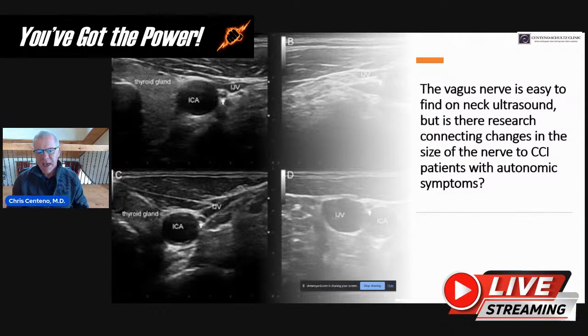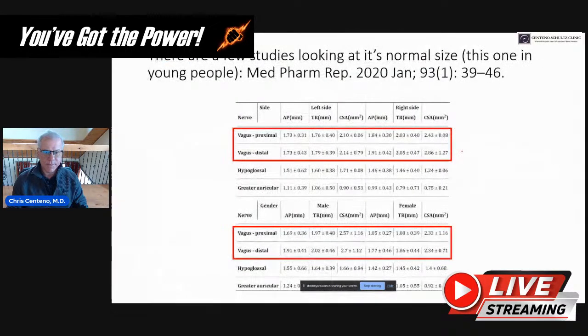So it's, again, really easy to see. But I was surprised by this fancy report that I looked at, because it seemed to suggest that if we measured the size of the vagus nerve, we could somehow then connect that to the patient's CCI. And so I went looking for some research that would explain all of that.